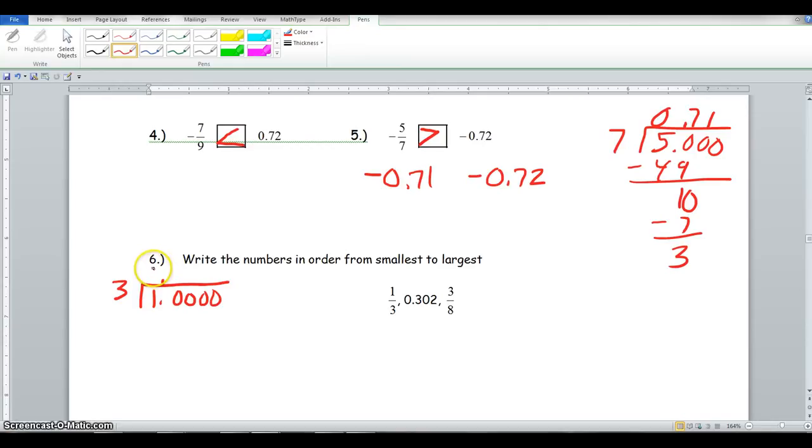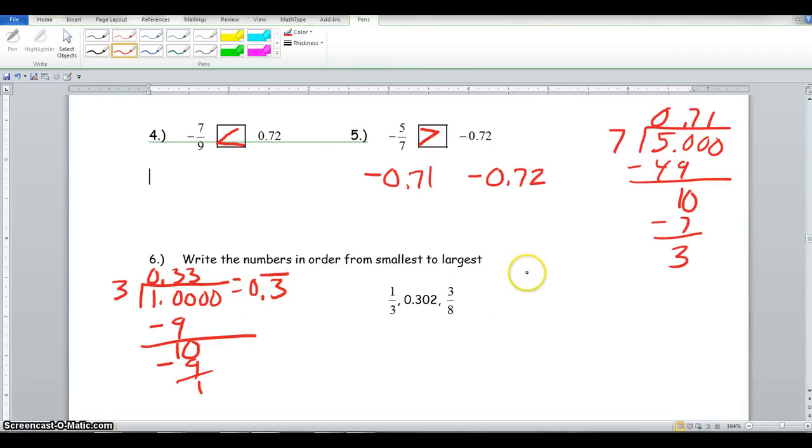3 goes into 1 0 times. 3 goes into 10 3 times. 3 times 3 is 9. Bring down your 1, bring down your 0. 3 goes into 10 3 times. And what you will see here is that we have a pattern. So really, this is like 0.3 repeating.